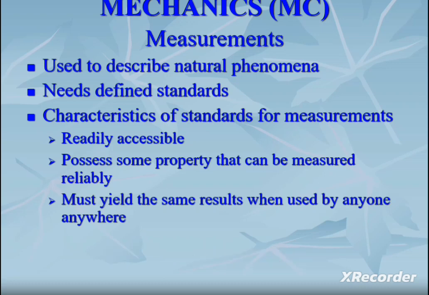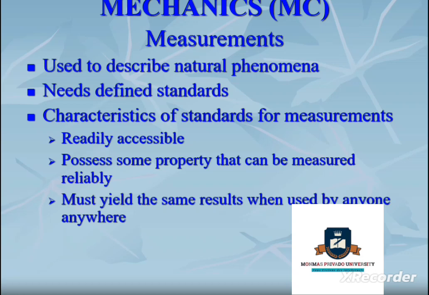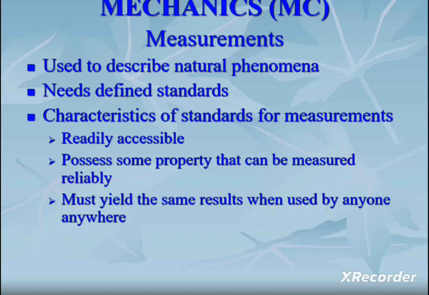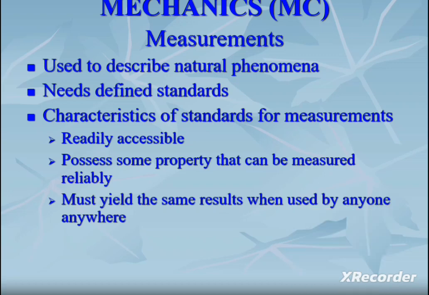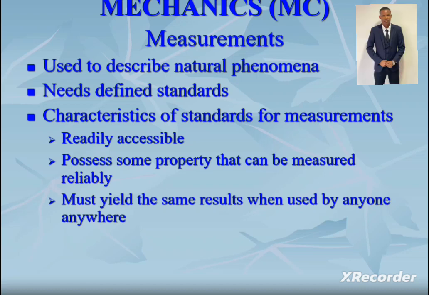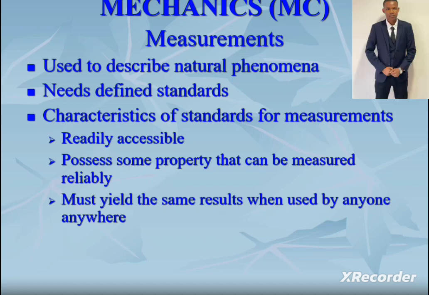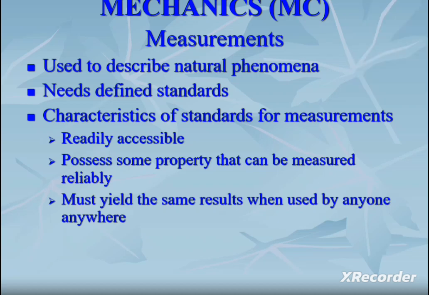So they must possess some property that can be measured reliably. Measurements are not supposed to change. They should yield the same results. Example, a meter ruler, if it's an instrument of measure, if you use it in Britain, Canada, Botswana, or South Africa, it should have the same reading. For you to say this is a second measure, you should make sure that it measures seconds everywhere, and the results need to be the same. So these are about measurements.